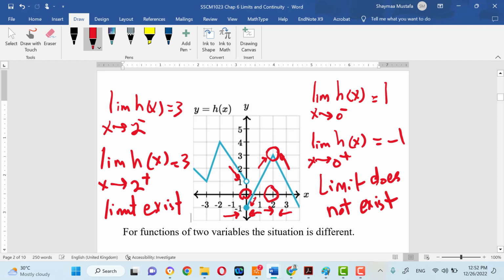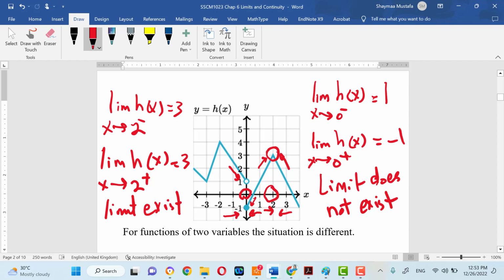But for 0, when x goes to 0, the limit does not exist, because from the left it goes to 1, from the right it goes to -1. So we have different limits from the left and from the right, so we say that the limit does not exist. So if I have a function of one variable, y is equal to h of x, x here is one variable only.